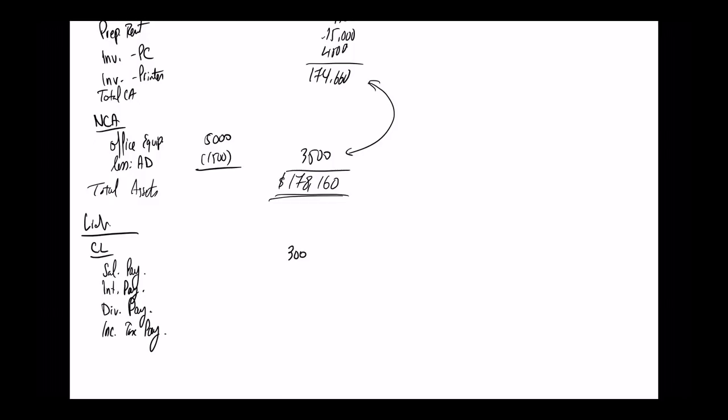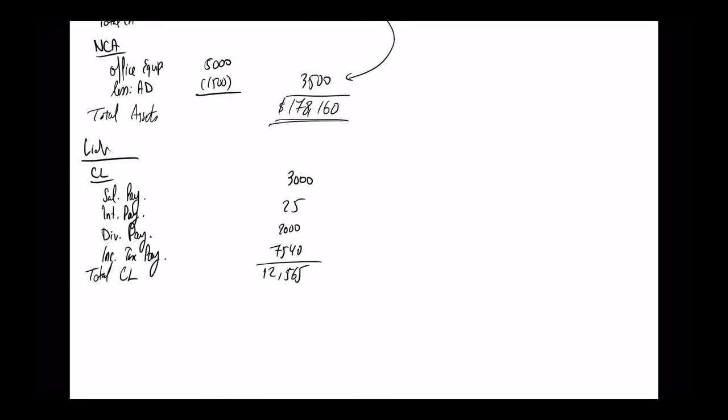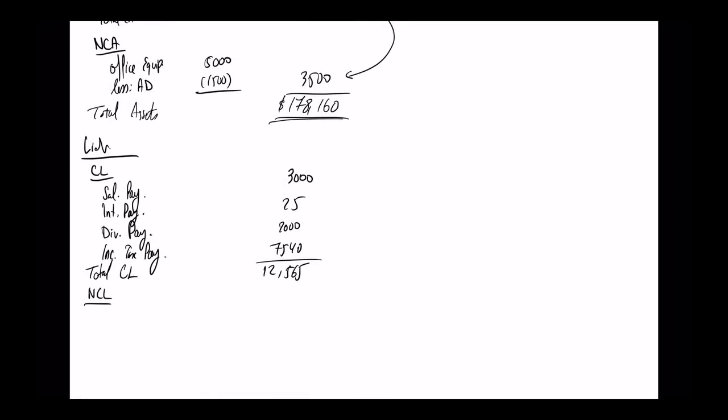So let's fill these numbers out. You should have them all from solving the problem so far. 2,000 and 75.40. And that gives us our total current liabilities of 12,565. Then our non-current liabilities, we have the bank loan, because if you remember, it was due in 3 years, so it's a non-current liability of 10,000. So total liabilities is 22,565.